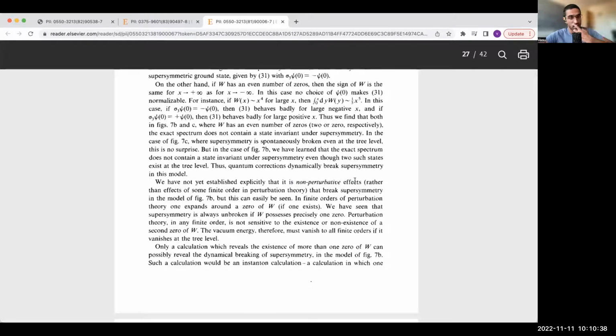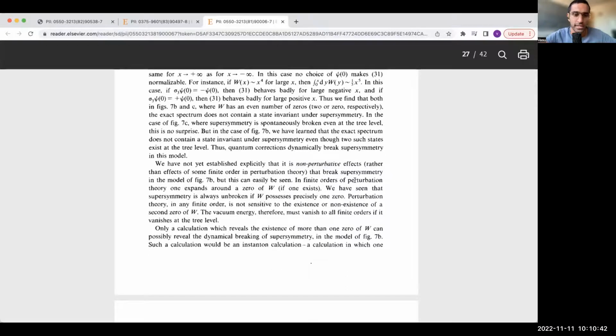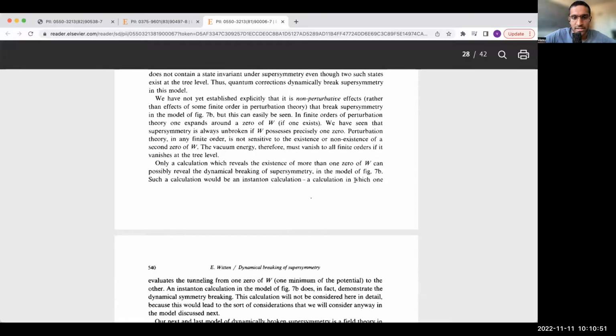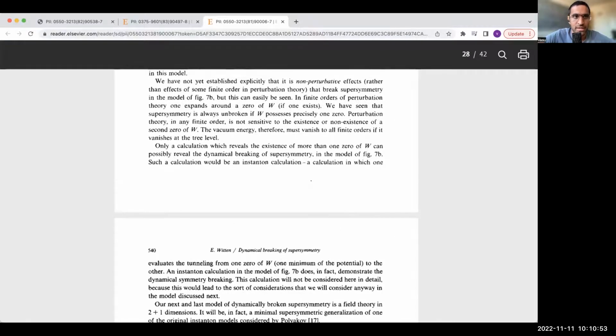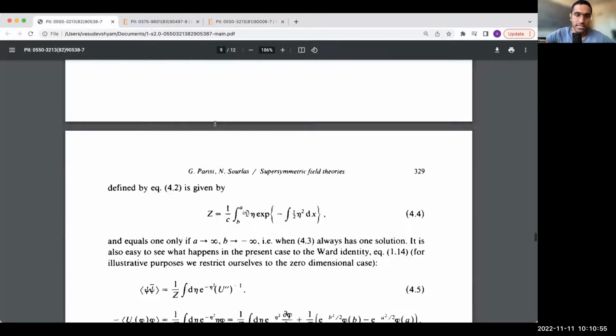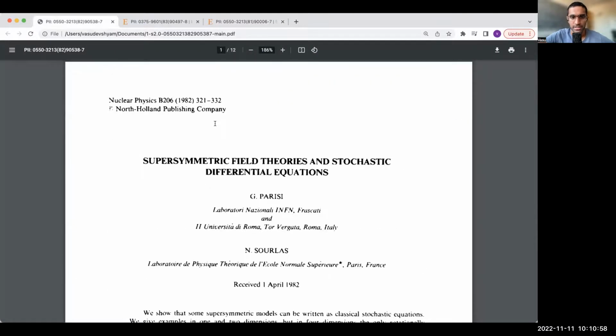So it basically comes from the fact that you can tunnel between these two vacua, right? And these tunneling effects, these instanton effects, break the supersymmetry. So the tunneling rate is a contribution that basically breaks the supersymmetry of the model. And that is a very interesting and neat phenomenon. And that too is commented on in this classic paper of Parisi and Sourlas.